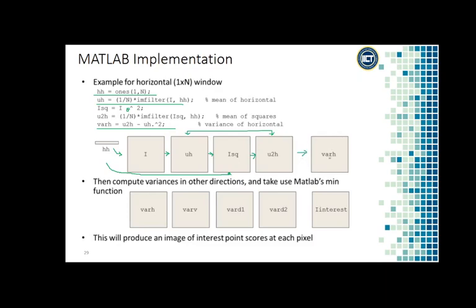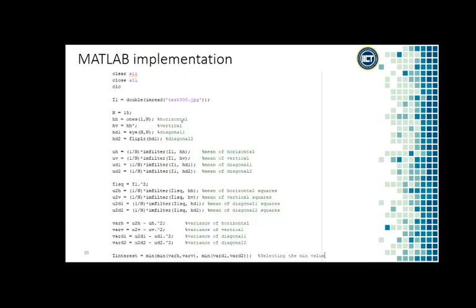Once we calculate the variance in the horizontal direction, of course, we can use this in the vertical direction and in the diagonal direction to create the variance in horizontal, variance in vertical, variance in diagonal 1, and variance in diagonal 2. Then we calculate the minimum of all these variances and we get the interest point. So this is the kind of implementation.